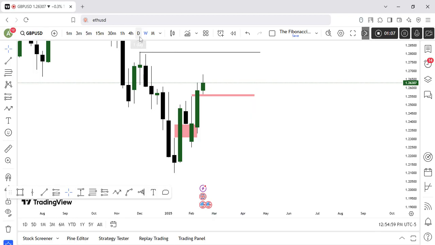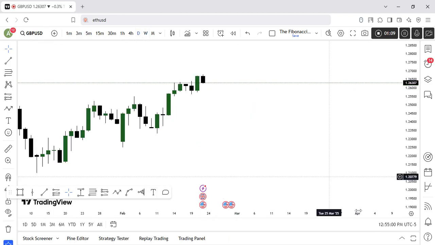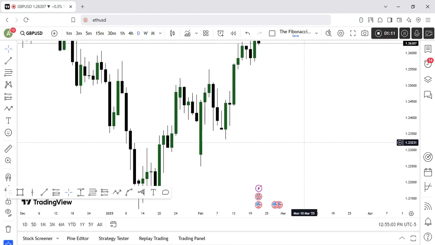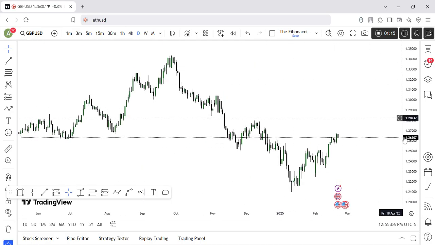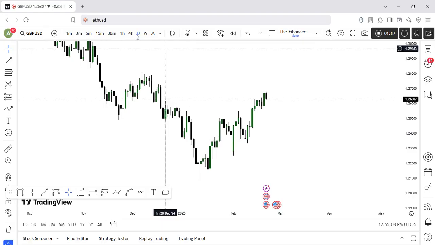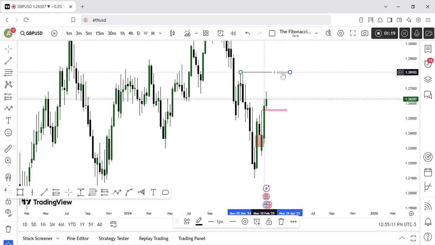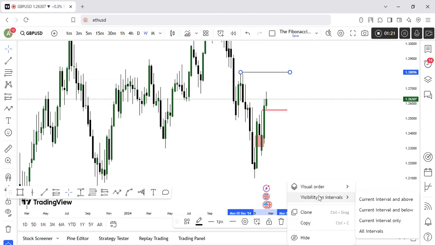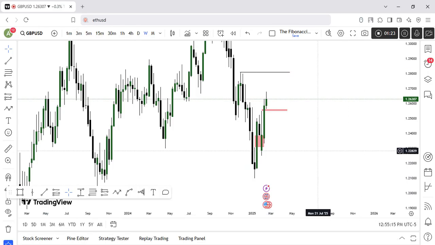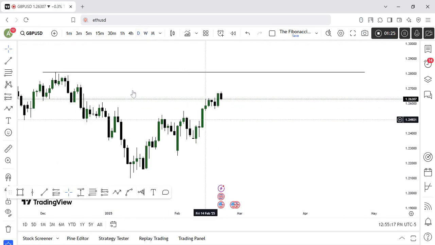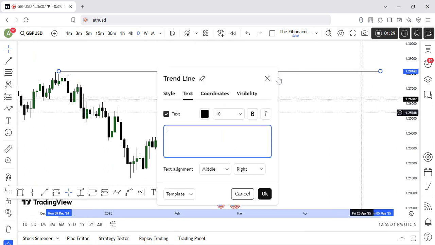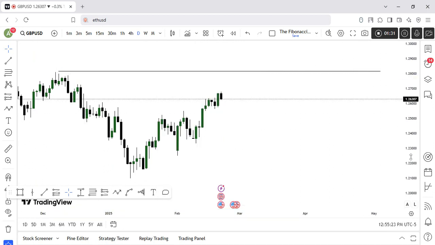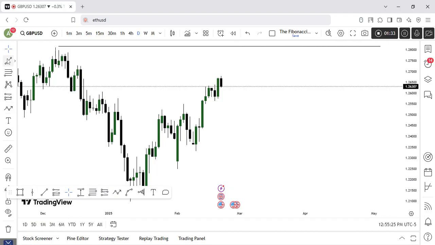So let's move on to the daily time frame. This is a daily time frame on the GBPUSD. Our draw is clear. That is our draw. I think I will just add the interval options, visible on all intervals. Okay, now I will go to the daily time frame. This is our draw on the liquidity which we are targeting. This is clear. Now let's deep dive into the analysis.